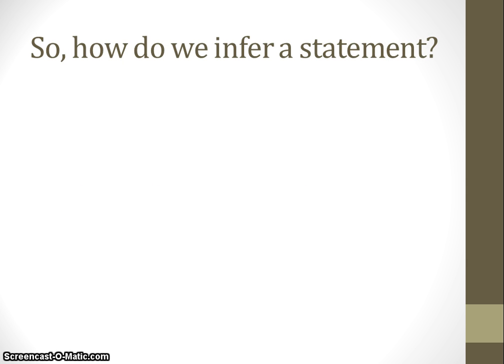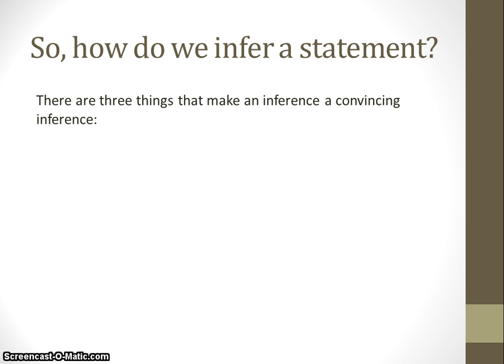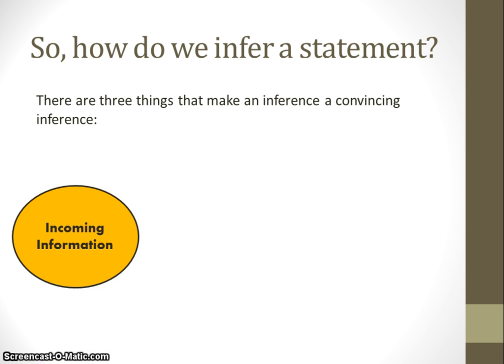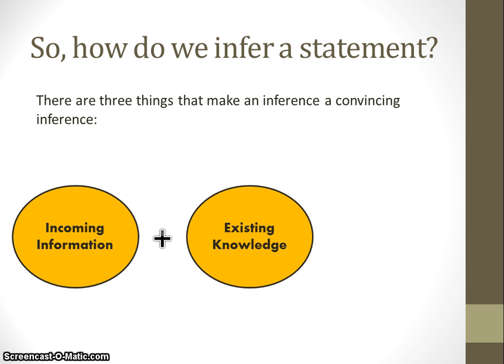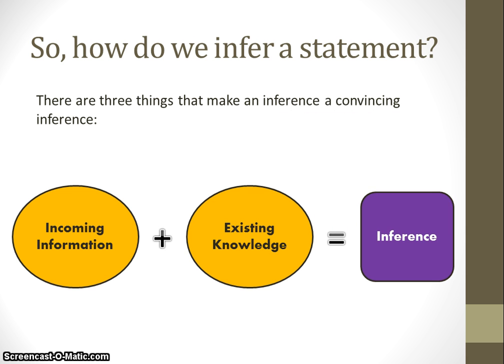So how do we infer a statement? There are three things that make an inference a convincing inference. First, you need to have incoming information. Of course, you need something for you to infer. And you must have existing knowledge. So with your existing knowledge, you will be able to make an inference.